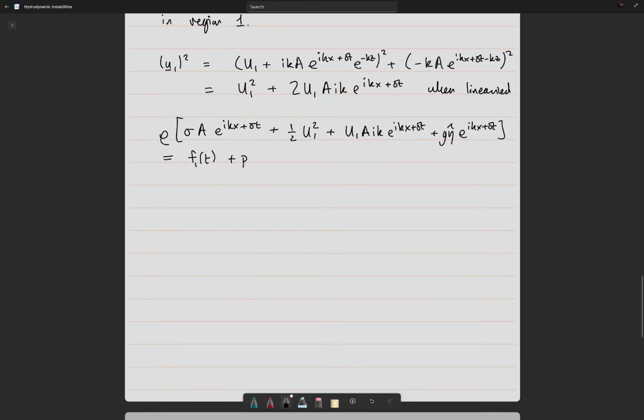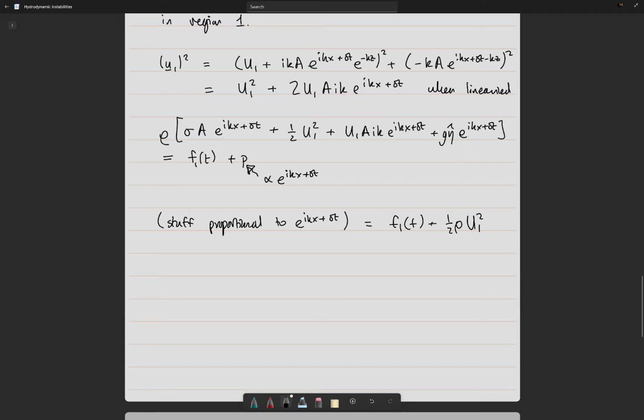Okay, so let's move some more things over. We also implicitly assume that our perturbation pressure is proportional to e to the ikx plus sigma t, because all perturbation quantities are proportional to this. So let's move p over to the left hand side and move this u1 squared over to the right hand side, and we're left with stuff proportional to e to the ikx plus sigma t is equal to f1 of t plus 1/2 rho u1 squared.